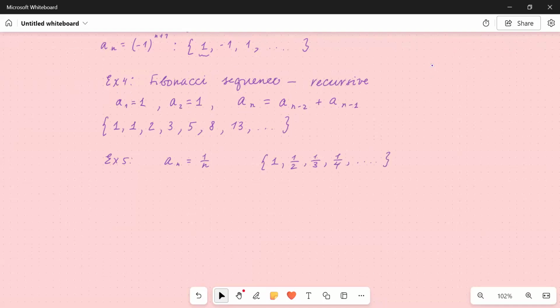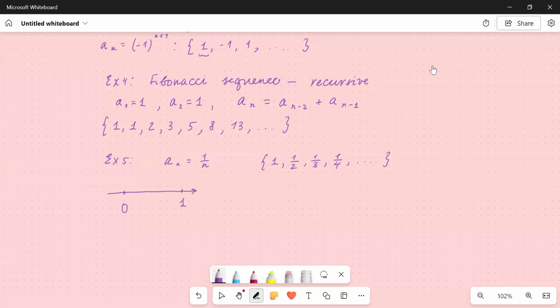How can I graph terms of this sequence? There are 2 ways to graph them. First, I can use a number line and have over here 0, and over here 1. You'll probably ask me, why do I have that 1 that far away? Well, I'm having 1 that far away because all my terms are less than or equal to 1.